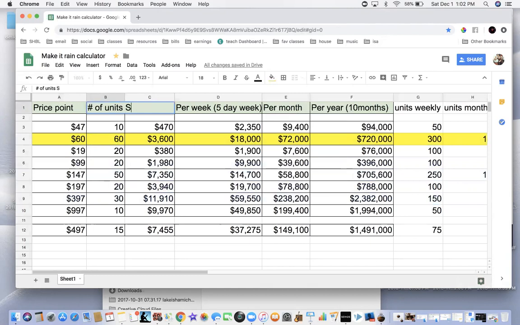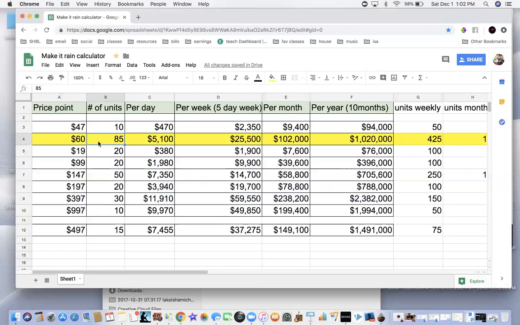Number of units means the number of people that buy. Number of units is whatever you're selling and how many you sell. So if I sell $60 products, that gives me $3,600. If I say I need to make $5,000, let's see what happens when I sell 70, or 80. I need to sell 85 to feel good. If I sell 85 slots of a $60 course, I'm going to make $5,100.